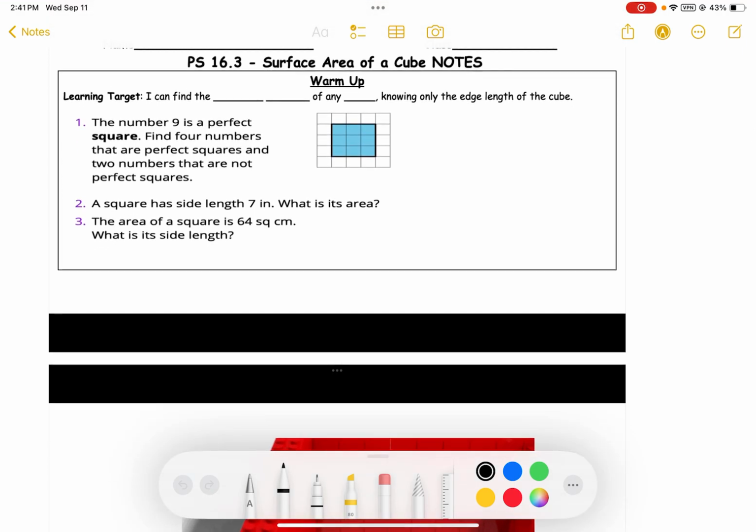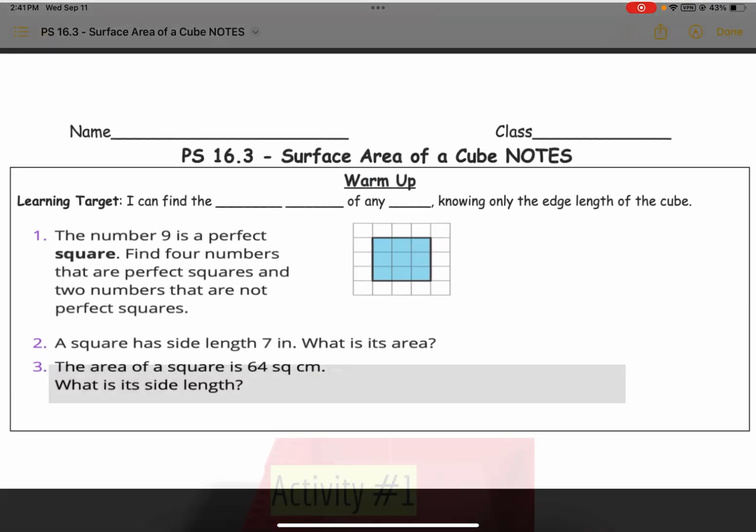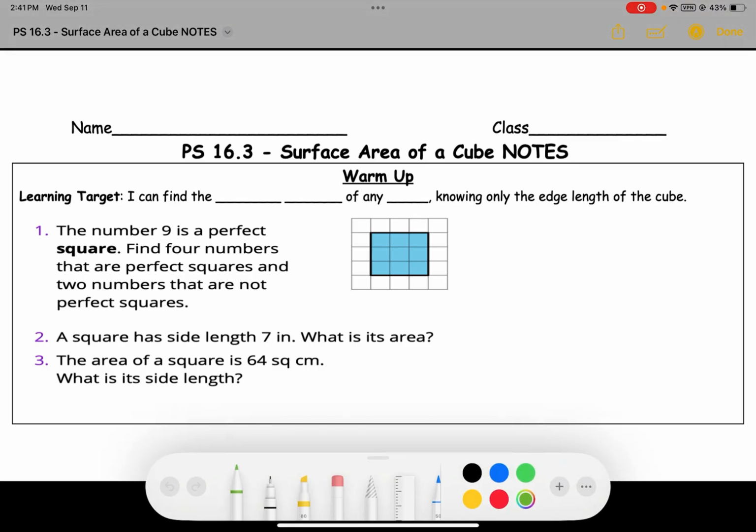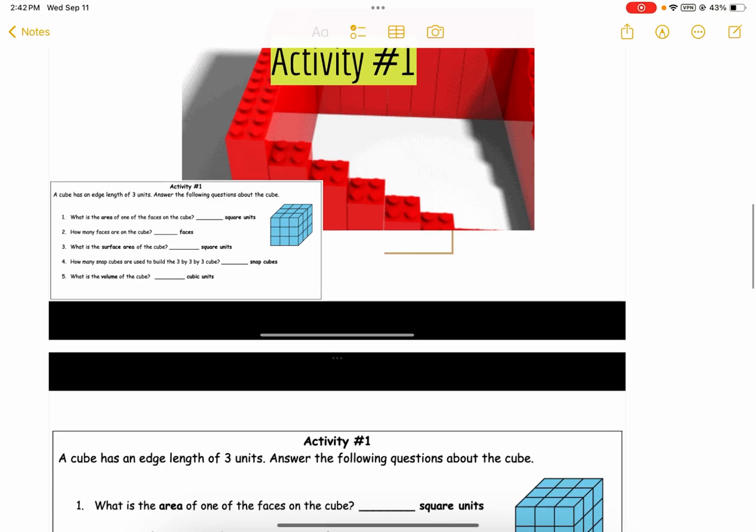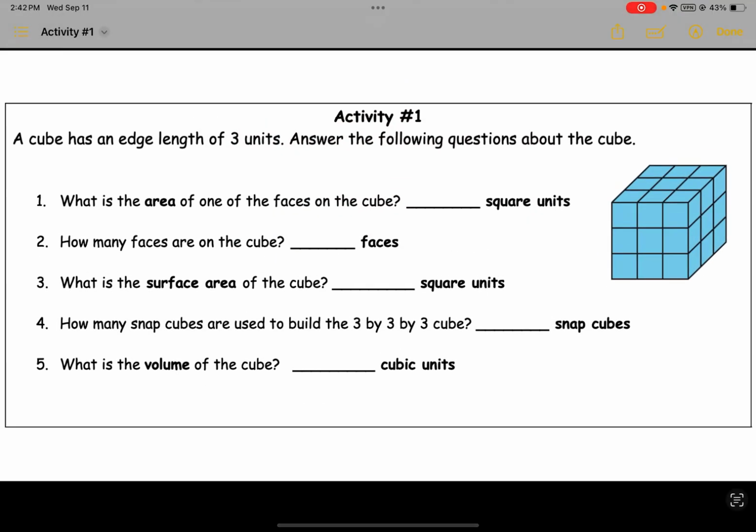So hopefully you did the warm-up as a class. If you didn't, make sure you do it. Make sure your learning target is filled in for that part of the lesson, because that's very important. So I can find the surface area of any cube. Surface area.